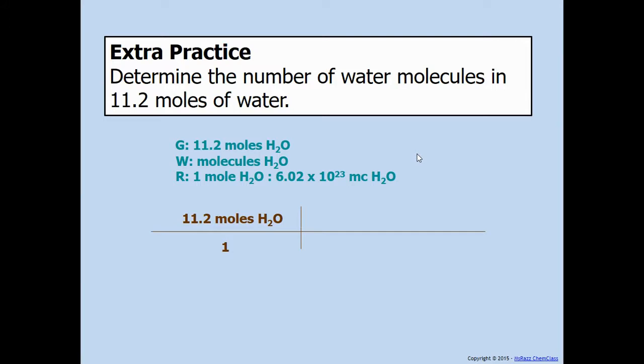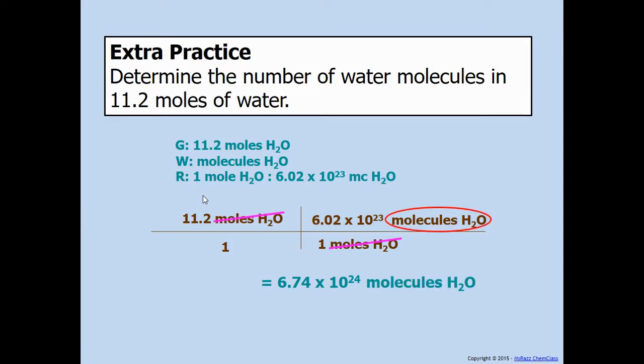We want moles of water to cancel out. Very easy to confuse moles and molecules. Don't do it. Moles versus molecules. We want moles to cancel out. So this is the part that goes on the bottom. We want molecules to stick around. That goes on top. Moles cancel out. Your answer should be in 3 significant figures. You enter it into your calculator, and you get 6.74 times 10 to the 24. Moles cancel out. Molecules of water.